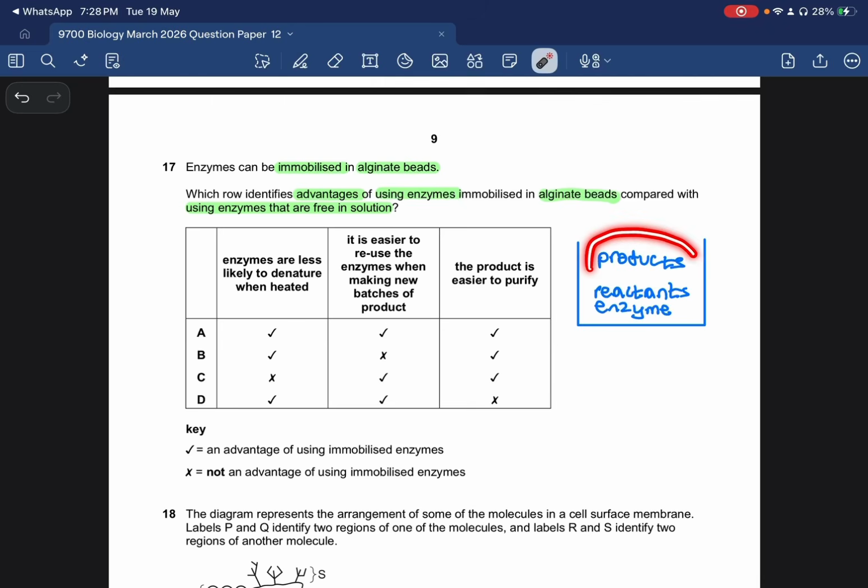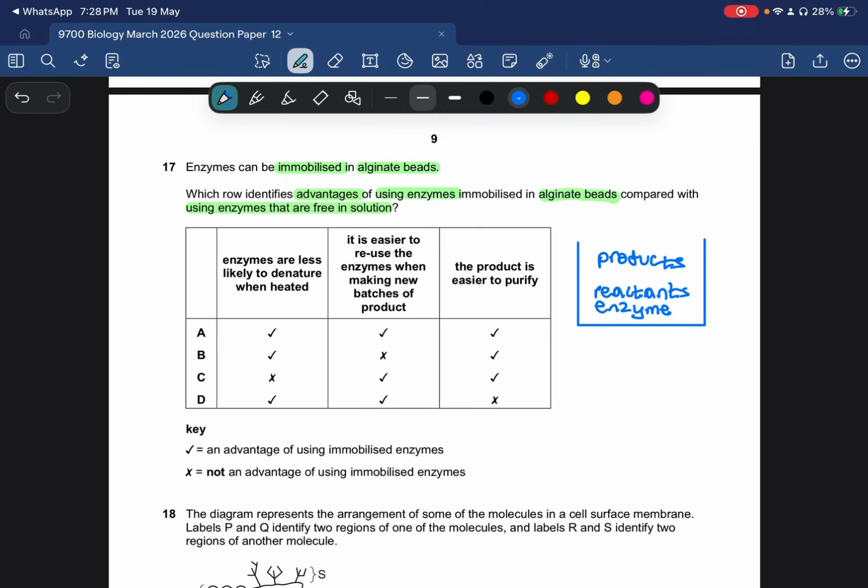You have to remove these products or extract these products from the reactants and the enzyme. You have to purify these products, right? And it's going to be difficult because even though the reactants are used up, the enzymes are just freely or randomly moving around surrounding the products. So the product is going to be difficult to purify.